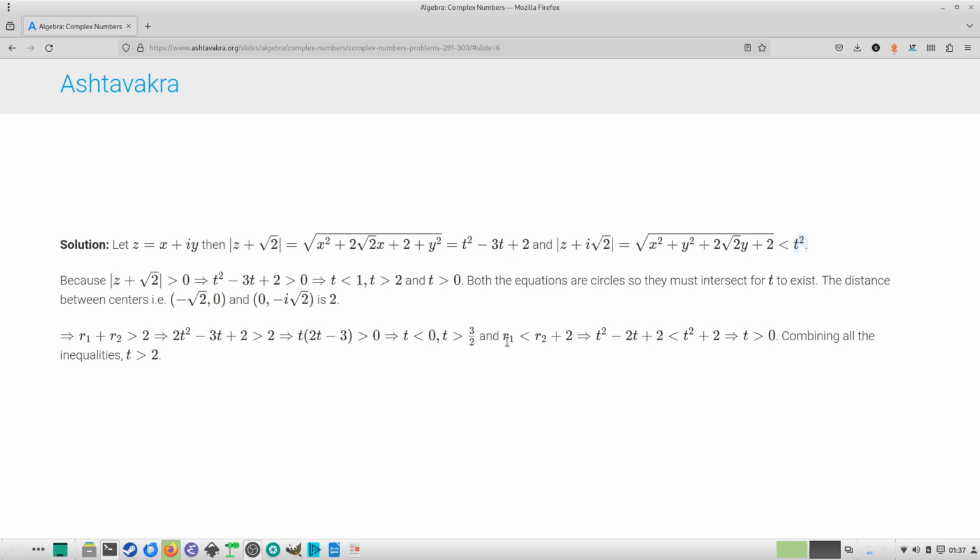And the second condition for intersection is R1 should be less than R2 plus 2. That is t square minus 2t plus 2 less than t square plus 2. That is t greater than 0. So combining all these inequalities, we see that t is greater than 2.